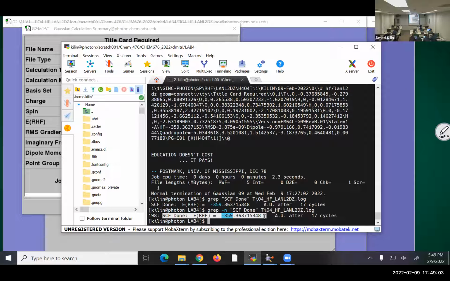And now if you go into results, summary, you get this number. Now when you go to your command line, ls -ot, there is this .log file. So if you type grep SCF done, it gives the same number.